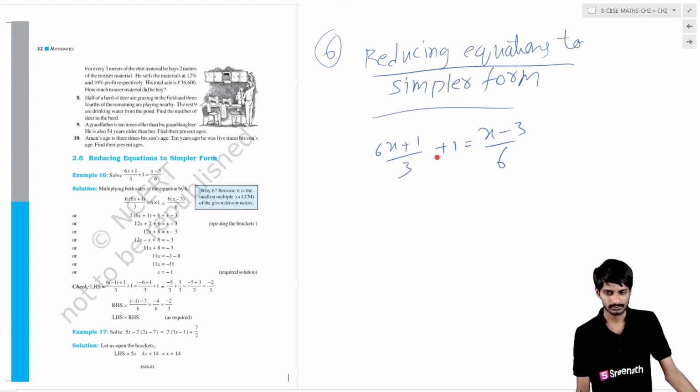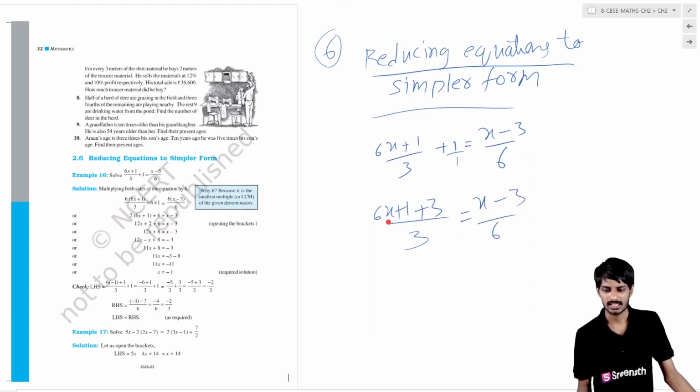So what will we do here? Here we have to find the LCM for both of these. LCM. So do you know finding LCM? I think you know. So the LCM for these two denominators is what? That is 3. So 6x plus 1 plus 3 ones are 3. So here it is equal to x minus 3 by 6. So what is the numerator? 6x plus 1 plus 3 means 6x plus 4 by 3. That is equal to x minus 3 by 6.